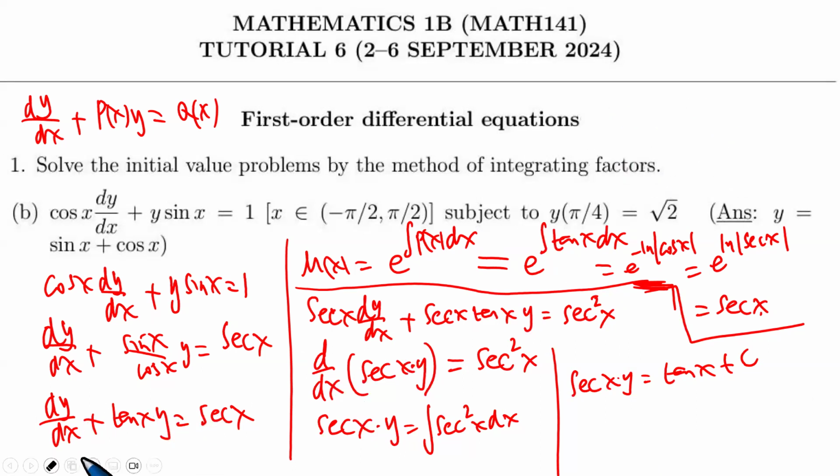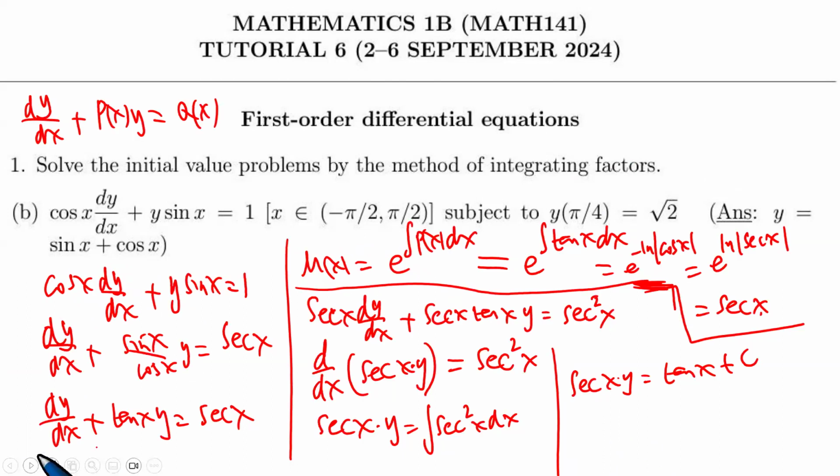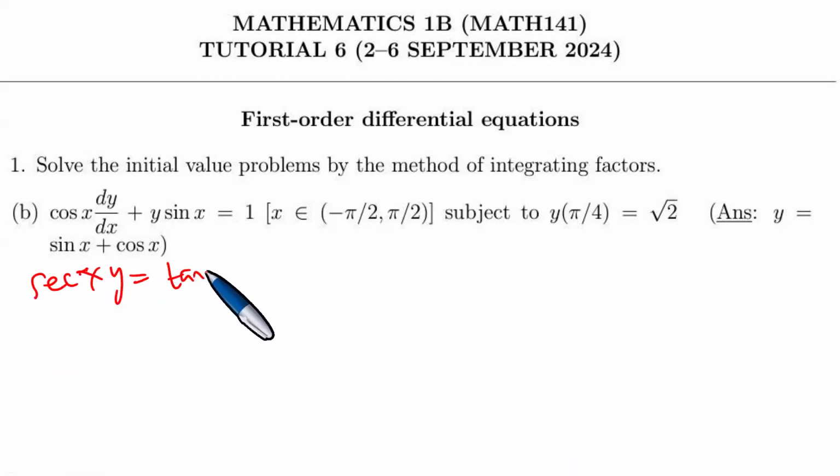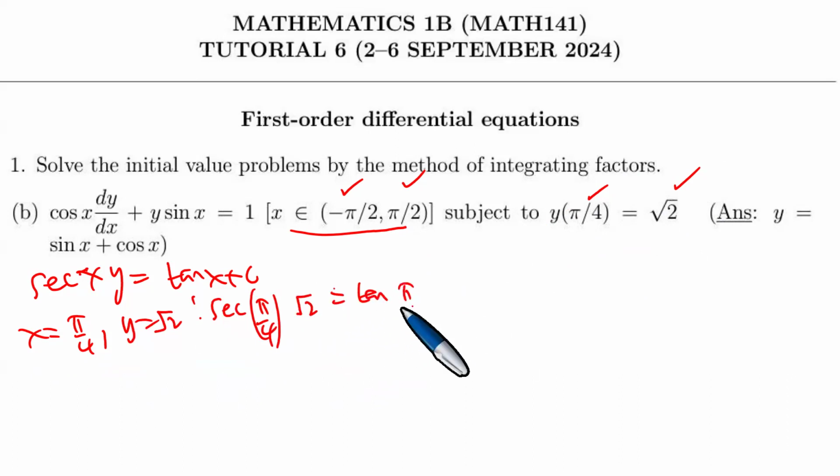If we're getting this answer, you can use this point. Sec x times y is tan x plus C. What is tan x plus C? Use this one. x is an element of this interval, subject to this condition. So x is pi over 4, y is the square root of 2, and the tangent of pi over 4 is 1.